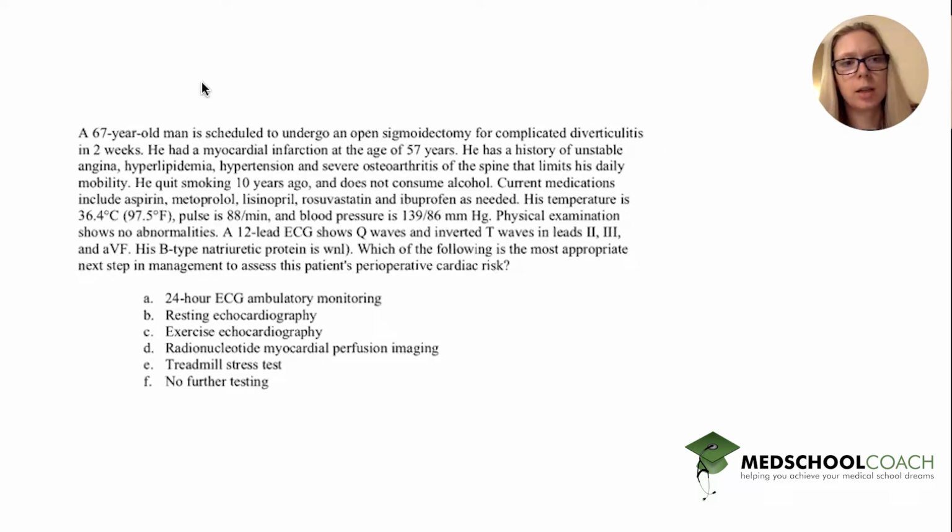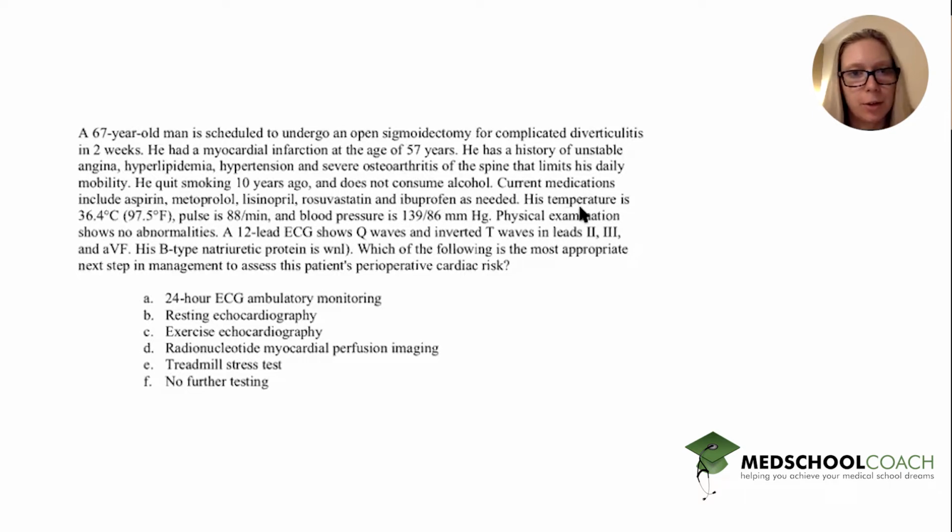So let's start at the top. We know that this patient is 67 years old. He has a surgery in 2 weeks. What is the surgery? That'll be important for later. So he has an open sigmoidectomy. That's high yield fact number one. He also had an MI 10 years ago. That's important thing number two. He also has a history of unstable angina, hyperlipidemia, hypertension, but unstable angina is ischemic heart disease. So that's high yield fact number three.